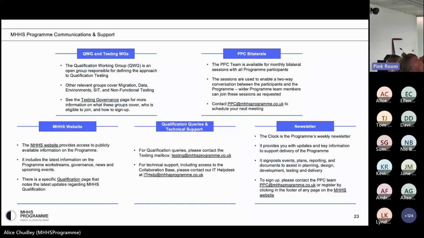These are just some useful touch points as to how you can feed into the qualification development process. We've got the qualification and the testing working groups where the various artifacts are being developed that will feed into the qualification process. We've got the PC bilaterals, the MHHS website, various other program links, the newsletter. And if you've got any technical queries related to qualification, please send those to the testing mailbox of the IT help. So again, this information will be available to you. It'll be circulated later for your convenience.